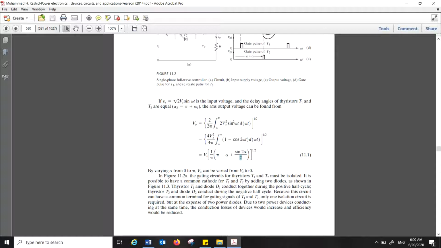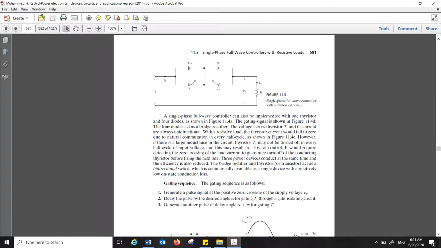Now, note that there are two devices conducting, one thyristor and one diode, at the same time. We did this to provide the isolation. There is another way to implement this kind of situation. They have a common cathode.